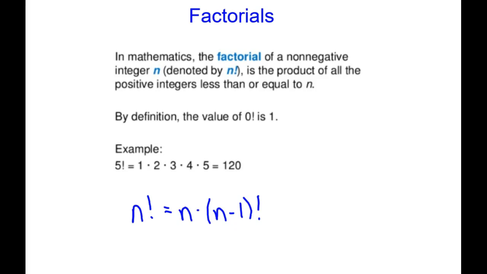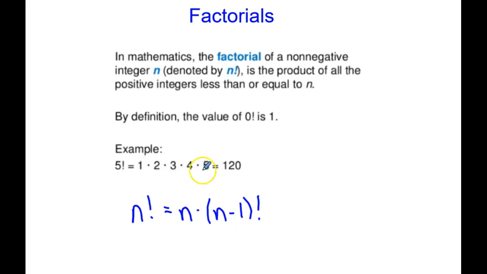Next, we're going to discuss factorials. In mathematics, the factorial of a non-negative integer n, denoted by n exclamation point, is the product of all the positive integers less than or equal to n. So for example, if we have 5 factorial, that means we're taking 5 times every positive integer less than 5. So we're taking 5 times 4 times 3 times 2 times 1. So 5 factorial is equal to 120.